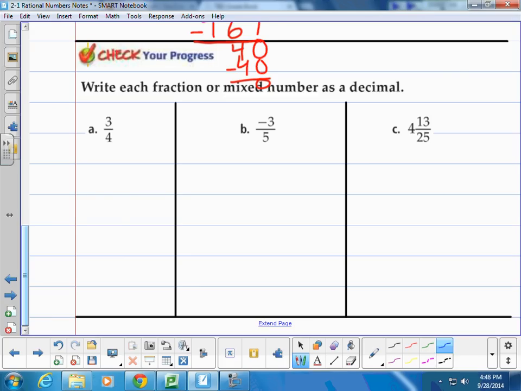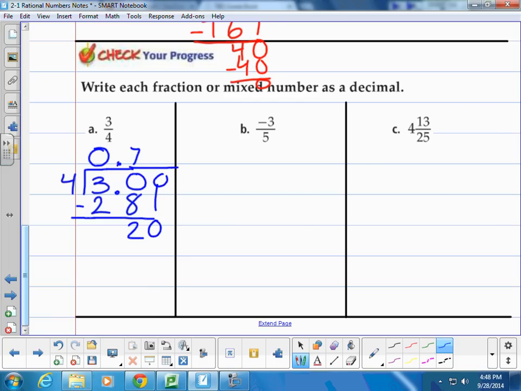So 3/4 I know is the same as, how many times does 4 go into 3? 4 doesn't go into 3 at all, but it does go into 30. 7 times for 28. And then I still have a little bit more, so bring down my 0. And then 4 goes into 20 5 times with no remainders. So what this means is 3/4 is the same as 75/100.